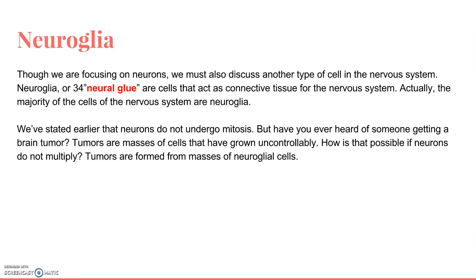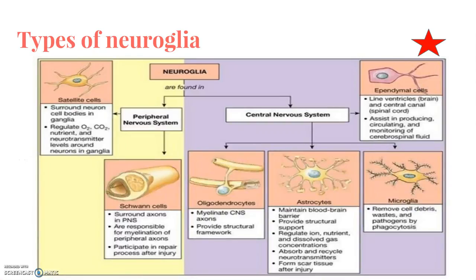Actually, most of the cells in the nervous system are neuroglia. We stated earlier that neurons don't undergo mitosis, but have you ever heard of somebody who has gotten a brain tumor? Well, tumors, by definition, are just masses of cells that have undergone uncontrollable growth. But how is that possible if neurons don't multiply? Well, tumors are formed from masses of these special neuroglia cells. It's not the neurons that have formed a tumor, it's neuroglia.